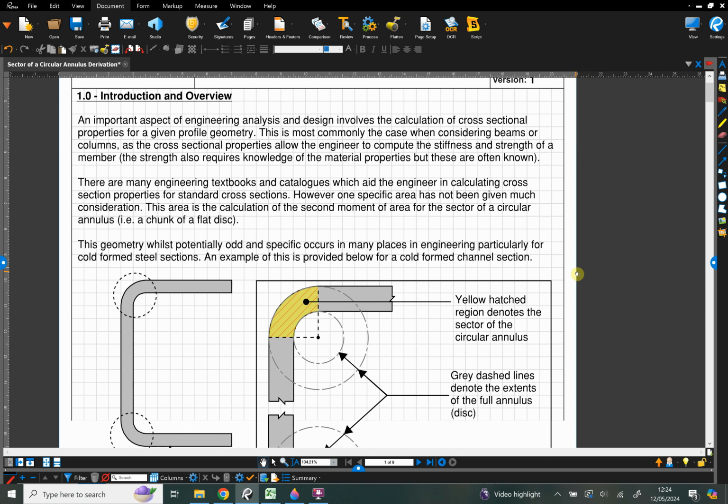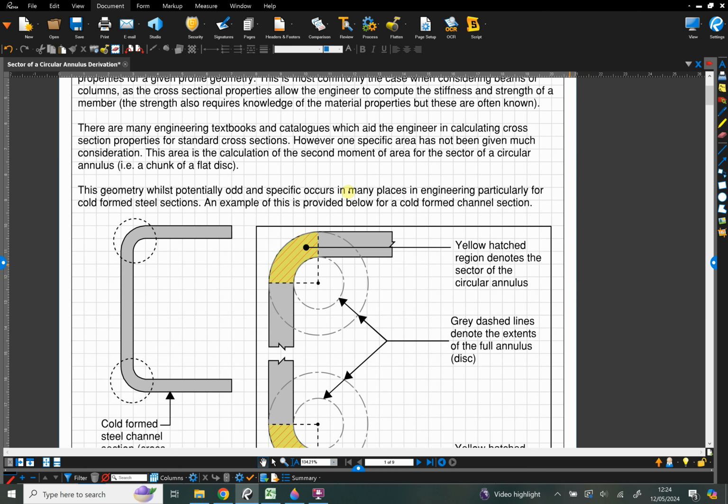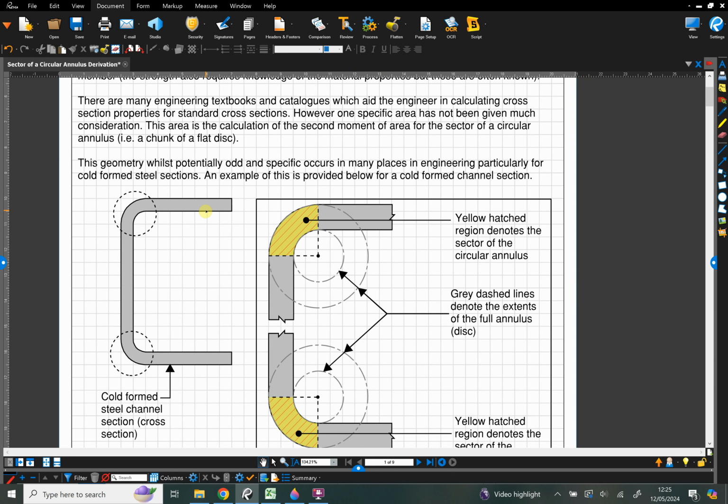that's used all throughout structural engineering. An example of this can be seen in this diagram here on the PDF, and you can get this PDF from my website if you want to have a look through. It has all the formula derivation and everything, so it would be quite useful to have this for yourself. On the first page it gives an overview, but it also shows this channel section, and this is a typical cold form section that you'd normally see.